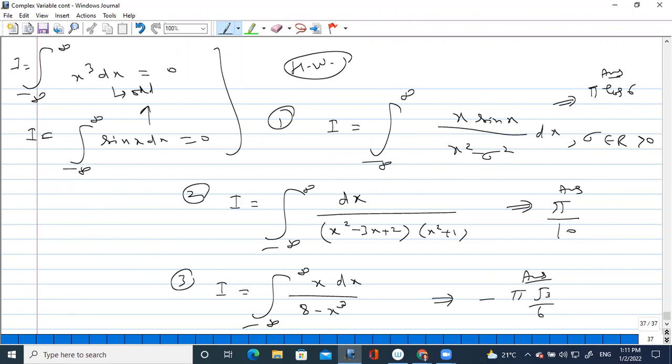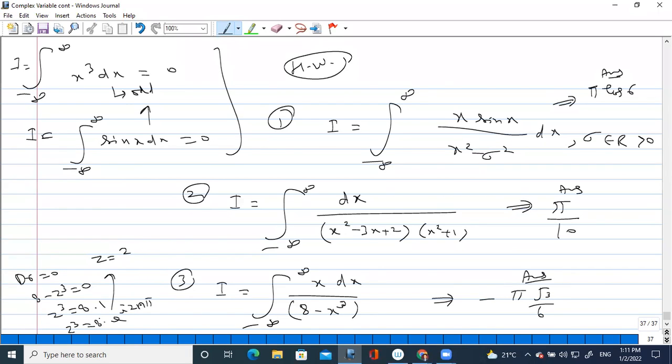I will tell you how to get the poles now. First of all, f(z) will be z upon 8 minus z cube. Then to get the poles, you put the denominator equal to 0. So 8 minus z cube equals 0, so z cube will be 8. But you can write 8 into 1, and 1 we can write as e to the power i 2n pi. That will be the z cube. So z will be how much?